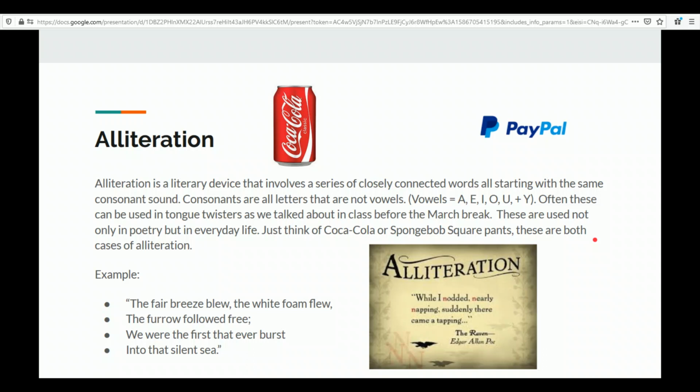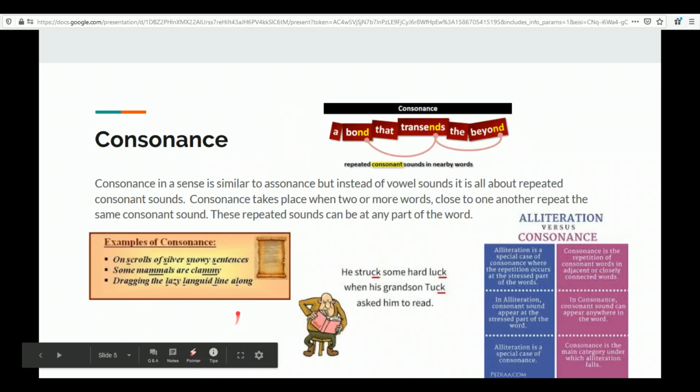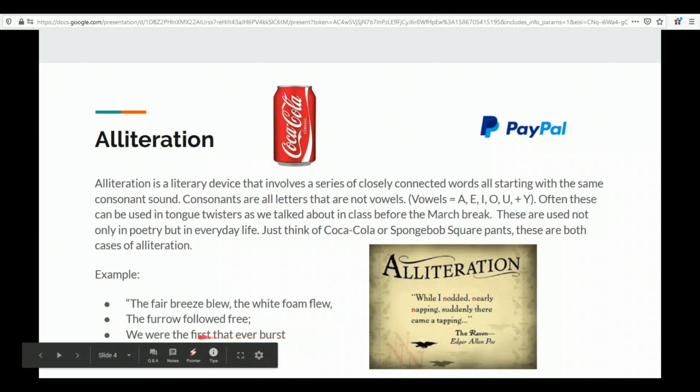You see, like here, it says: the fair breeze blew, the white foam flew. That's an alliteration: the F and the F, and the B and the B, and the furrow followed free. We were the first that ever burst. The we were is kind of just a natural one.